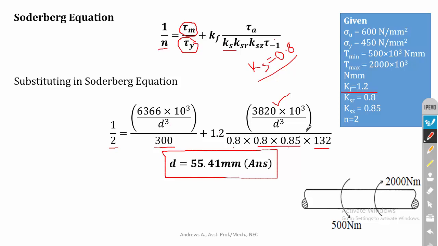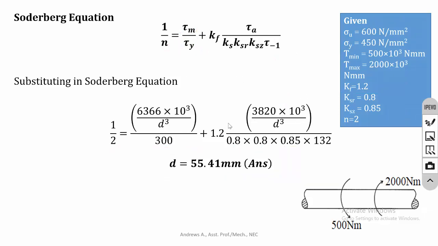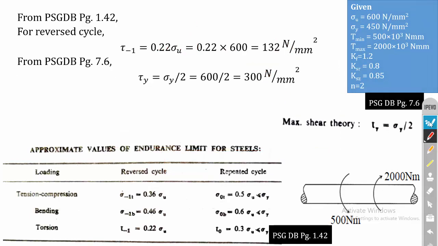So this is how you have to solve the variable twisting moment problems. It is the same as your variable normal stress. The only thing is, in the equations, instead of sigma m and sigma a, you will have tau m and tau a, and tau y should be calculated by using the maximum shear equation, that is tau y is equal to sigma y divided by 2.